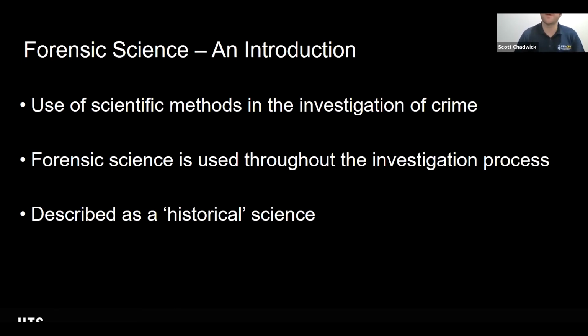Now, the way that we do that is through the study of traces. Traces are a term that we use in forensics, which just refers to a remnant of a past activity or of a person. So I'm going to be using that term quite a bit.